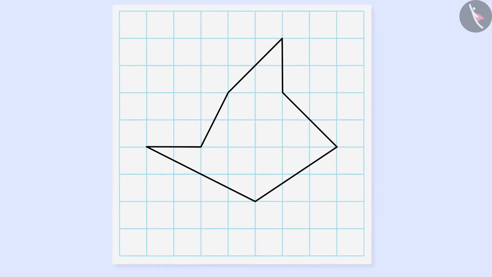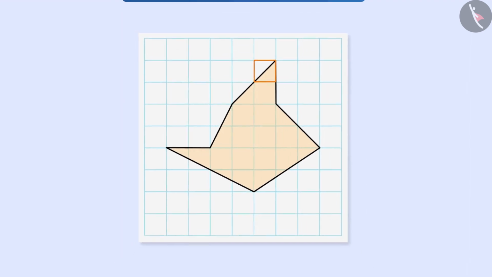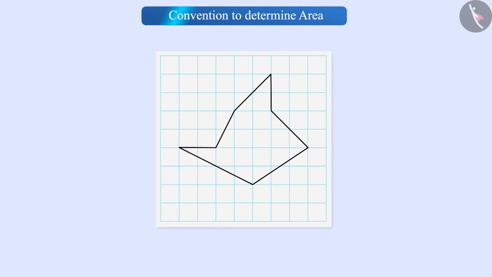Here, we see that the entire area of the figure is not covered by squares of unit distance. In such a situation, a convention helps us to measure the area. Let us understand this and find the area of this shape.